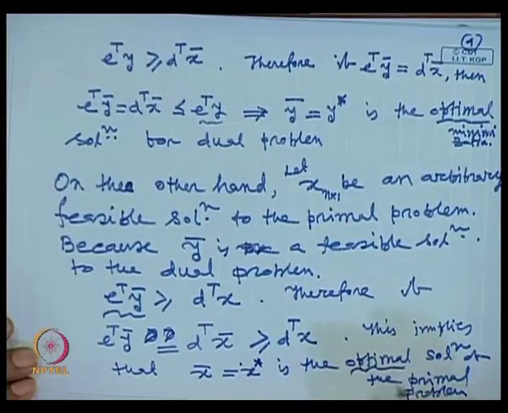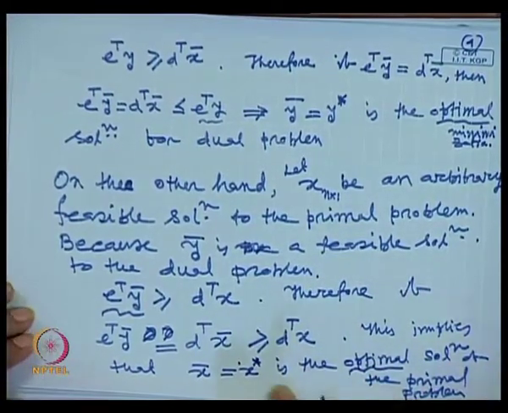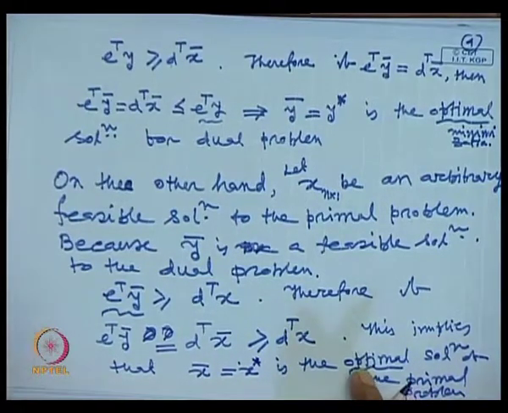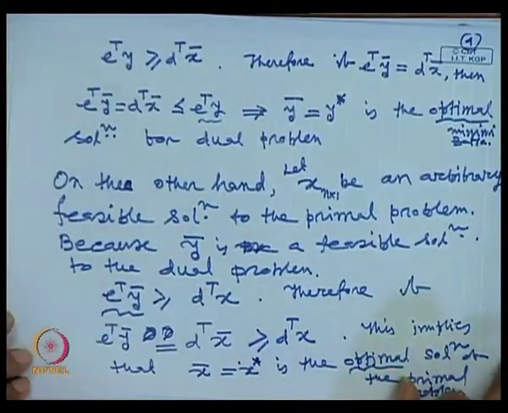Optimal means maximum. This x is the optimal solution of the problem, corresponding to the maximum value of the function, x star will give you that, and that proves the theorem. So, there are two theorems we have just told you.